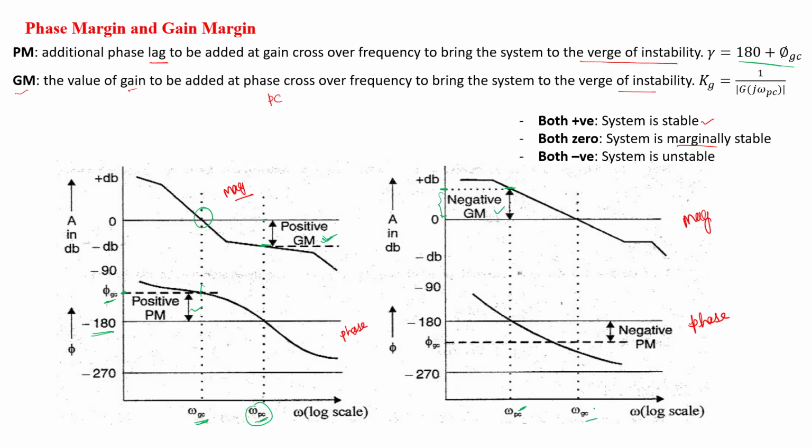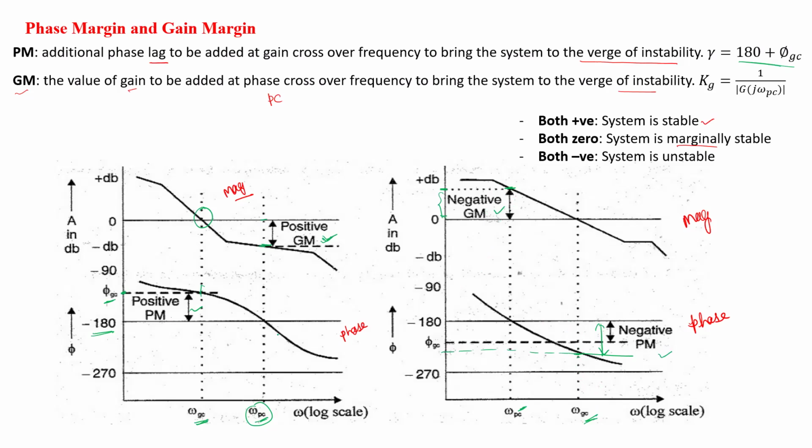Similarly, for the phase margin, we consider the gain crossover frequency. That is plotted again here where it touches the phase plot. Finally, we mark this point like this. This point is below the minus 180 degrees, so it is a negative phase margin.